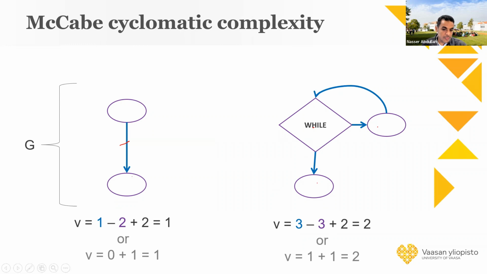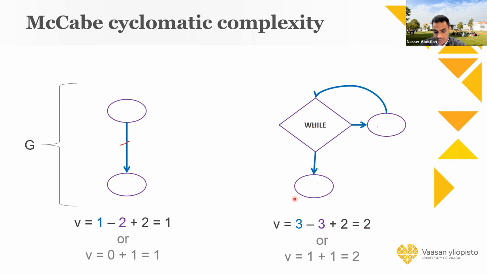Guys, maybe it's okay to use the laser only, because once I click, it shows me the next slide. So here we have 3 nodes and 3 edges. So 3 minus 3 plus 2. So the total is 2, using the first formula.